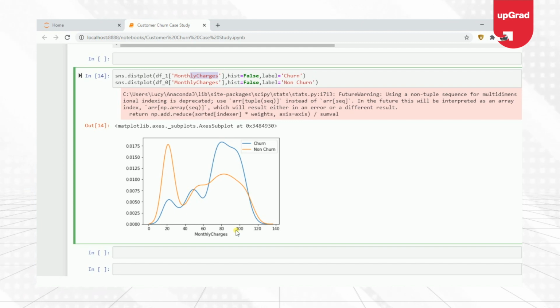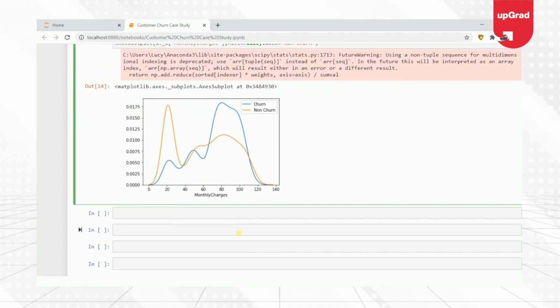But here only one factor should not be taken into account while making any decisions. There are multiple factors to it, and that's why we have bivariate analysis also. So this is one of the basic examples of how we perform the EDA, how we see the patterns or the trends in the data, and how we can draw some insights or inferences from the data here.